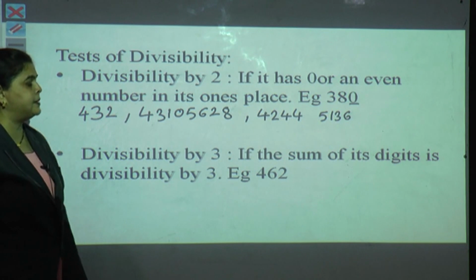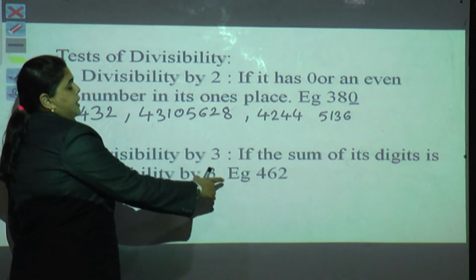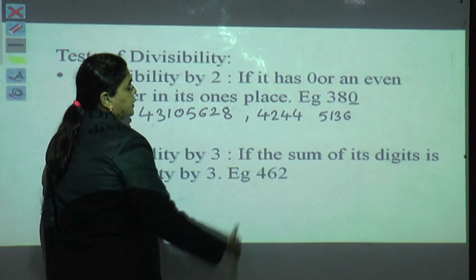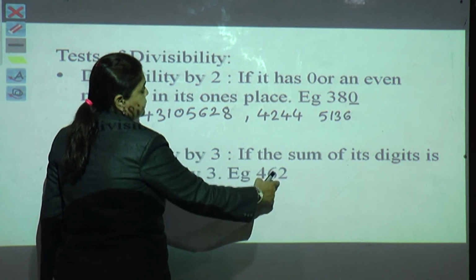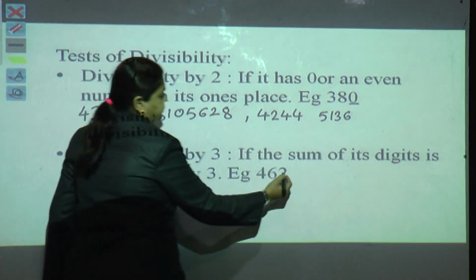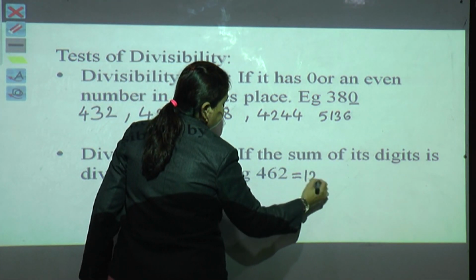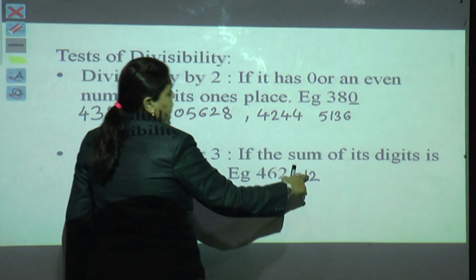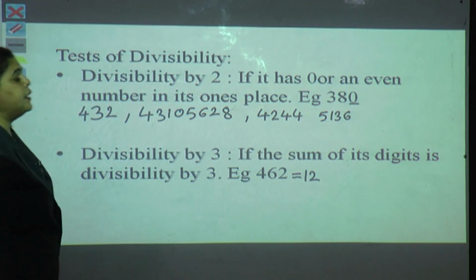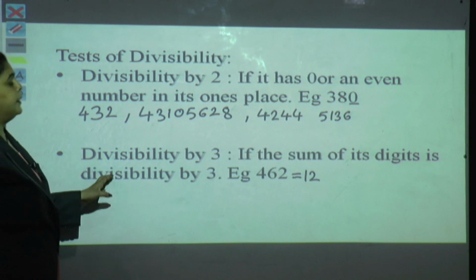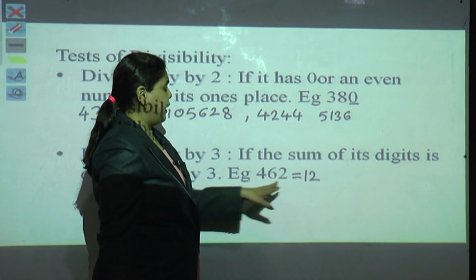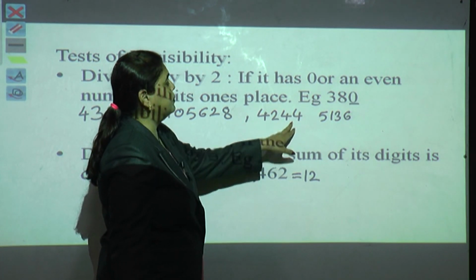We will see with an example here. Already one example is given to you, 462. The word is sum, so we will do the sum. 4 plus 6 is 10, 10 plus 2 is 12. Then 2 plus 1 is 3. So if the sum of the digits is divisible by 3, the number is divisible by 3.